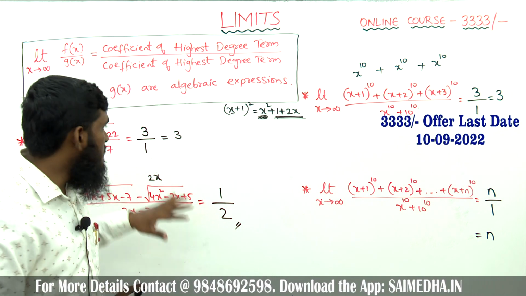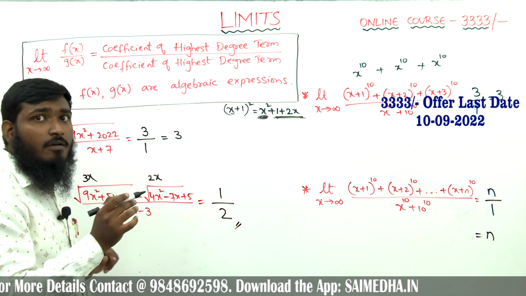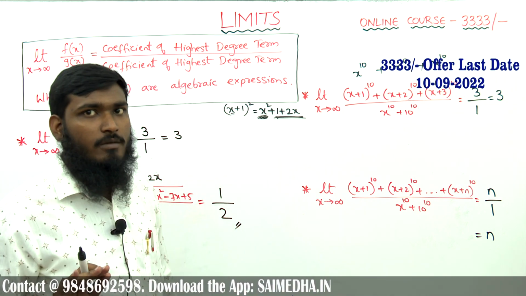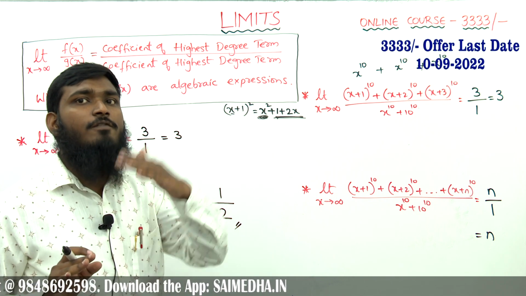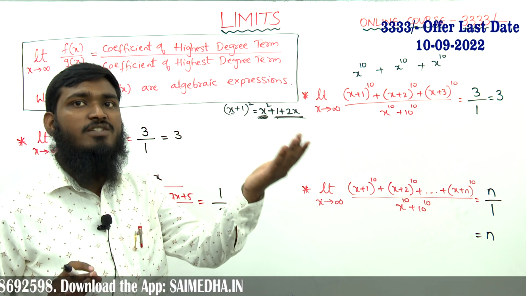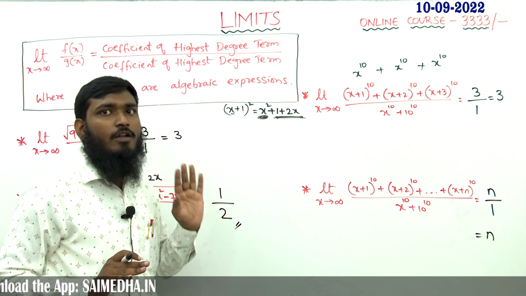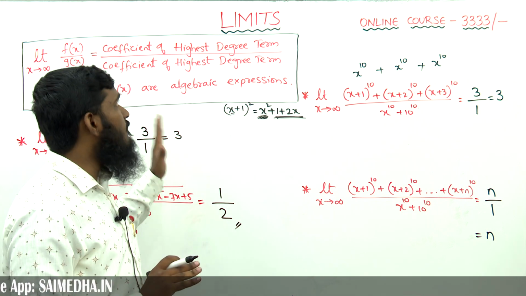Understood? So simply, from the complete question, the first step is to identify the highest degree term. After identifying that, we have to select the coefficient of that highest degree term from the numerator as well as from the denominator. Understood? So with this, we have completed this shortcut.